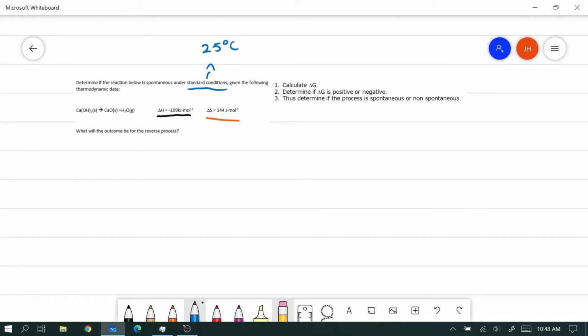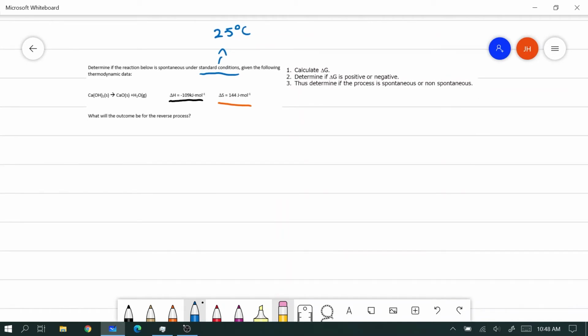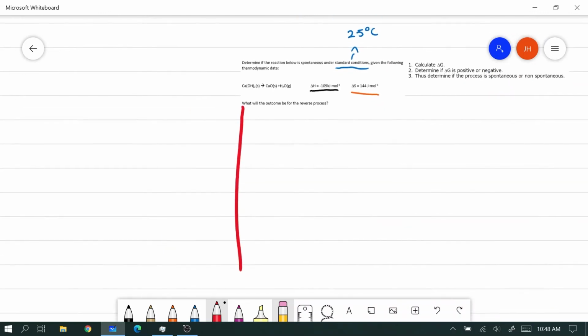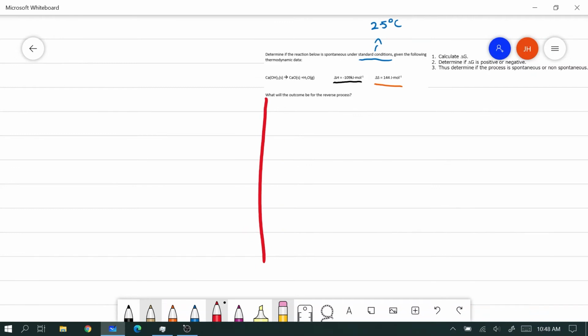So to be able to answer one of these questions, to try and figure out if the reaction is spontaneous, the first thing that we're going to have to do is calculate delta G. Once we've done that, we should be able to make a judgment on whether or not the process is spontaneous or non-spontaneous. So the first thing that we're going to do is draw up a data column to put all of our information in. So we know that we're working with the equation delta G is equal to delta H minus T delta S.